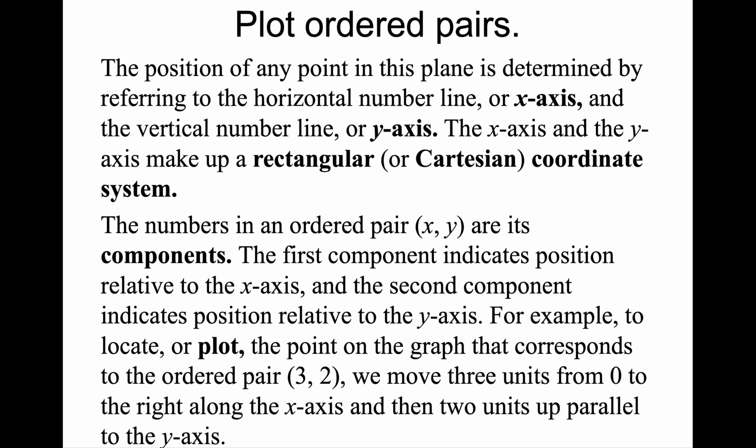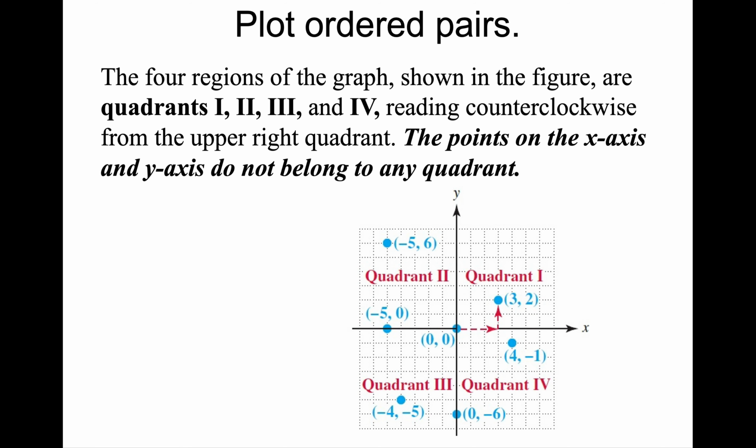So the position of any point in the plane is determined by two things: the location on the x-axis and the location on the y-axis. So this makes up what we call the rectangular, the Cartesian, or the coordinate system. You can see any of those words in the definitions in the chapter. The numbers, when we look at the x comma y, those are components. So I have an x component and a y component, and I use those components to plot the points that correspond to the numbers given.